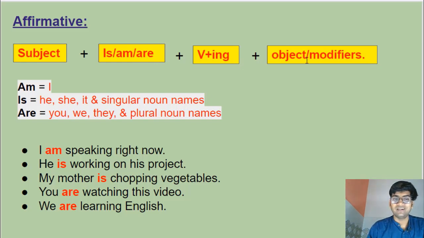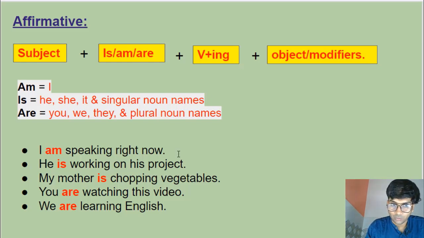Okay. Now, let's understand when to use is, am, or are. Am is always used with I. Am goes with I. Is used with he, she, or it, that is third person pronoun, and all the singular noun names like Rahul, Raj, Monica, doctor, girl, boy, all the singular noun names. And are is used with you, we, they, and all the plural noun names like boys, girls, doctors, friends, parents, right? Now look at these examples.